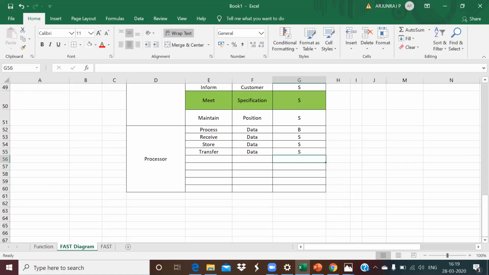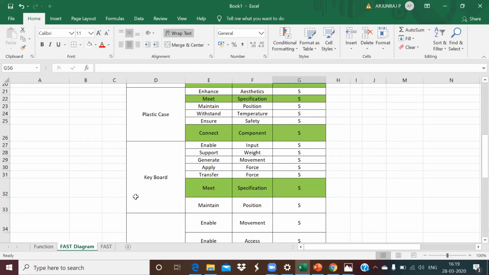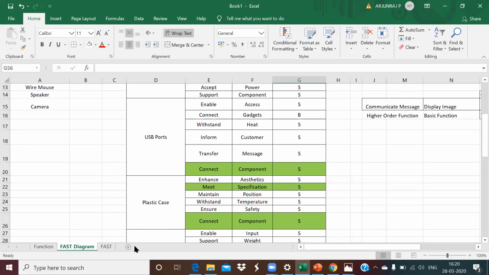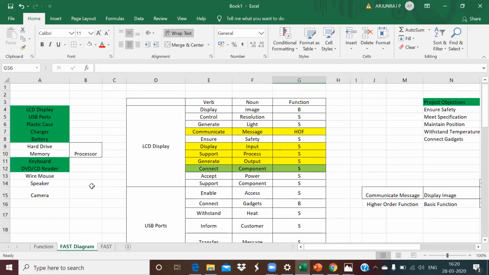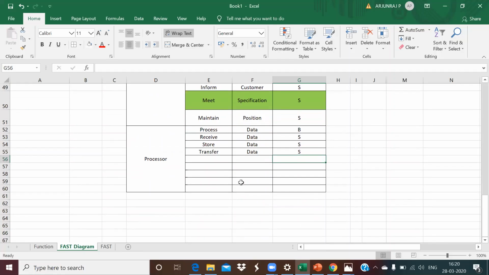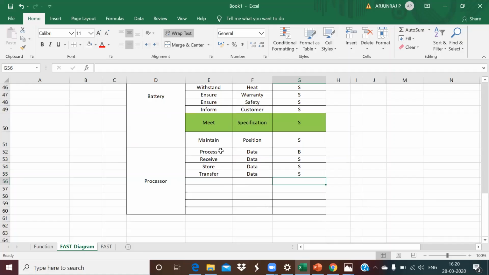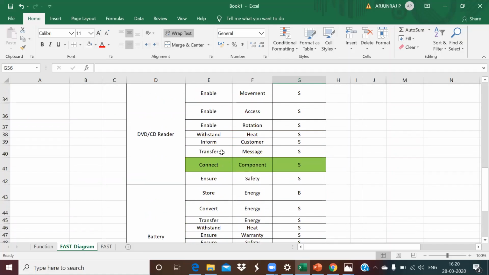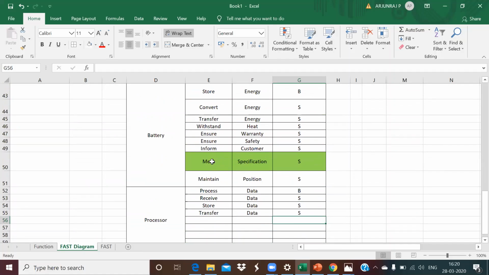Next, it has the memory in it. It stores data. We already covered it, and also the hard drive. And again, it should also ensure warranty. Ensure warranty, yeah, we can write that. It meets specification, it's also a common thing. It should also inform the customer to ensure warranty. It also develops some heat, right?